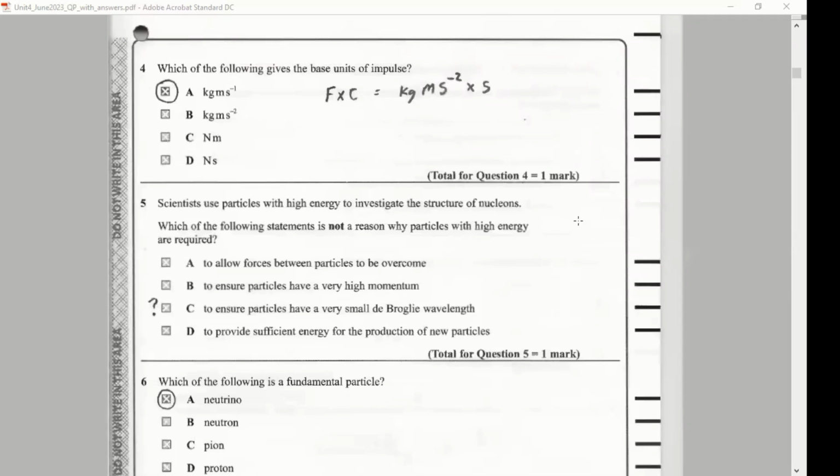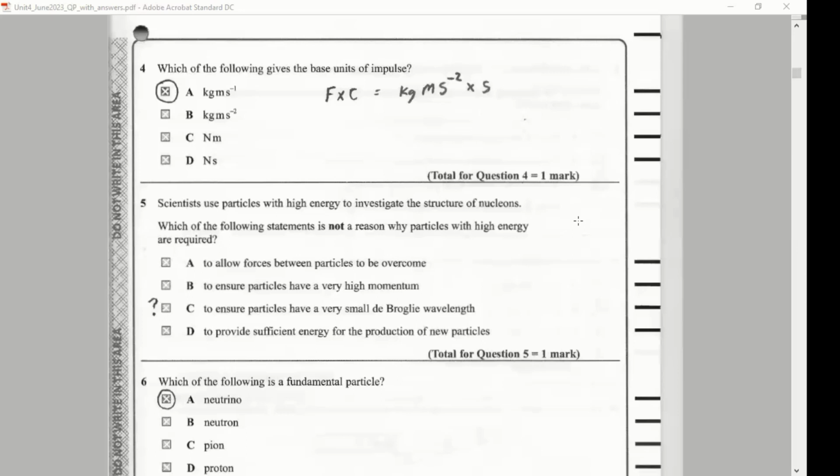Question 4. Which of the following gives the base units of impulse? Impulse is simply an amount of momentum. It has the same units as momentum. Momentum is mass times velocity, so kg m s to the minus 1. So it's option A. Alternatively, you can think of impulse as being force times time. So take force, kg m s to the minus 2, times s, and you get back to kg m s to the minus 1.